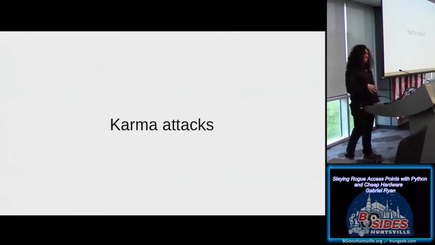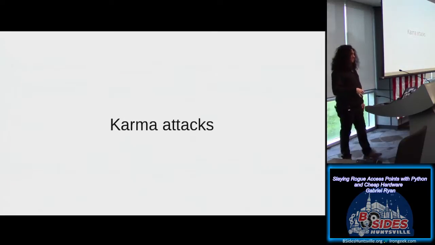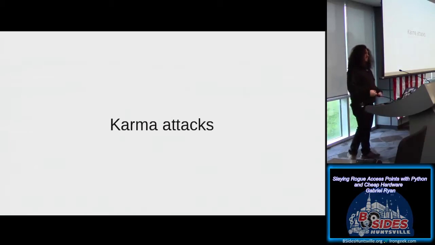This is the second type, and it's actually a more sophisticated rogue access point attack. The way a karma attack works is that whereas an evil twin was very targeted, it targets a specific network, you can think of a karma attack as just lobbing a wireless frag grenade into the middle of the room and pwning everything in sight.